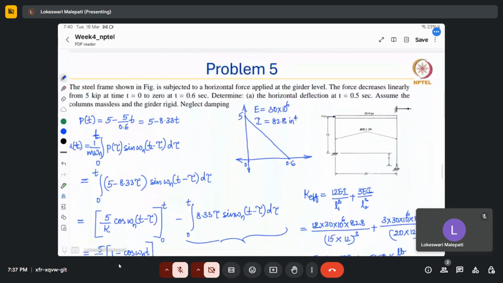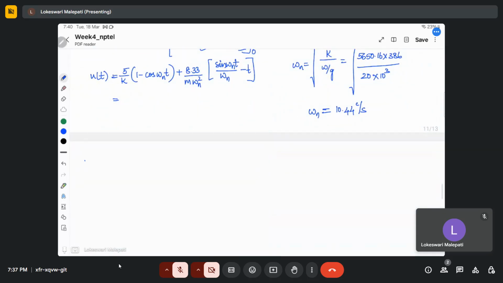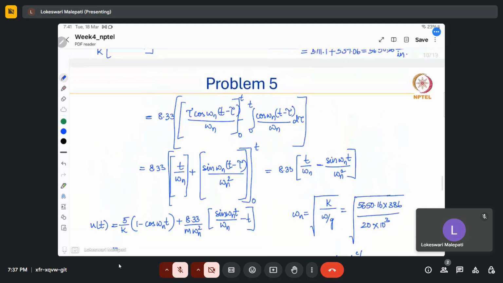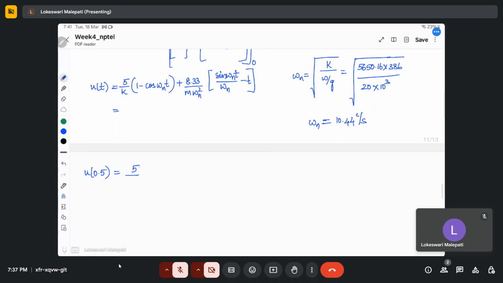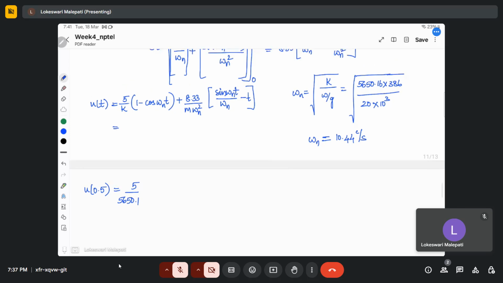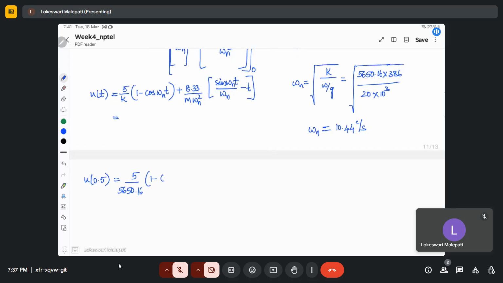So we need to find the response at 0.5 seconds. U of 0.5 is equal to 5 by K, K is 5650, times 1 minus cos of 10.44 multiplied by 0.5, plus 8.33, and m omega n square is nothing but K, so we have 5650.16, multiplied by sine of 10.44 multiplied by 0.5 divided by omega n, which is 10.44, minus 0.5.